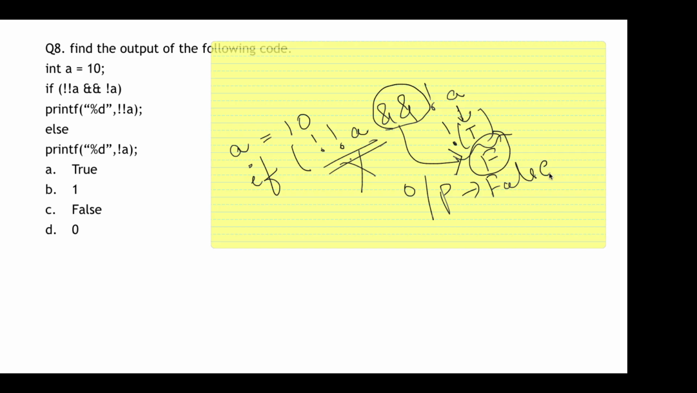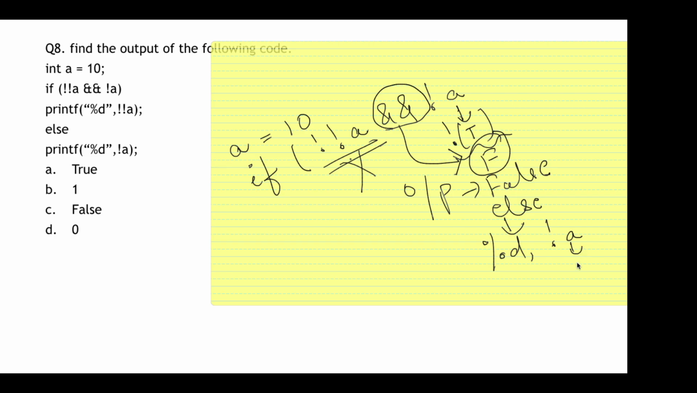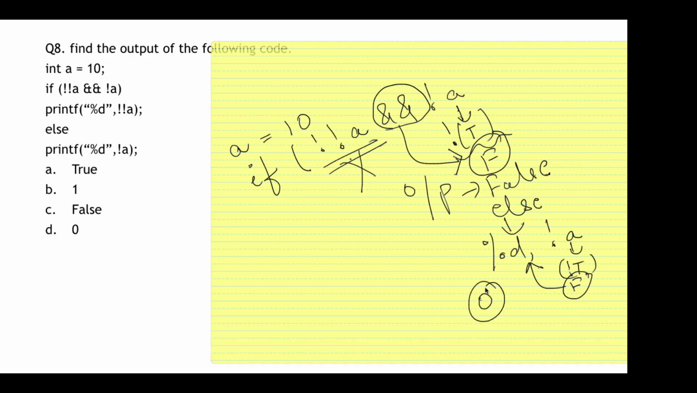So the if part wouldn't be executed, it will execute the else part. So what is the else part? The else part says %d not of a. Now a is true, not of a is false. So the value of false in integer will be 0. Always check for what it is printing.